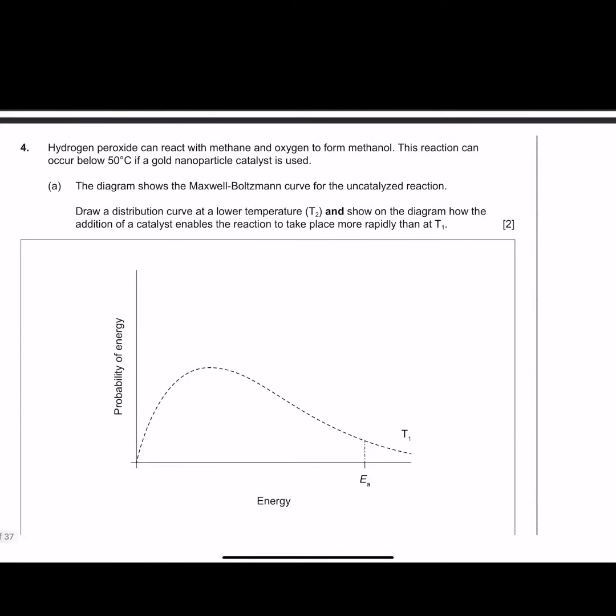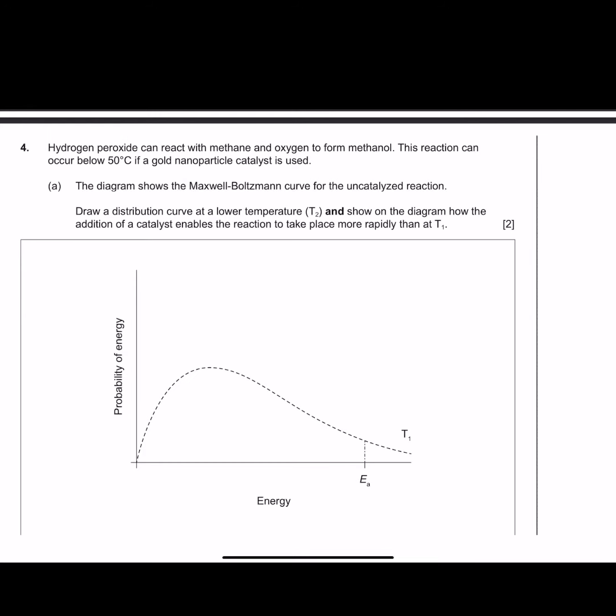Now moving on to question 4. We have hydrogen peroxide that can react with methane and oxygen to form methanol. This reaction can occur at 50 degrees if a gold nanoparticle catalyst is used. Now, in part A, we have a Maxwell-Boltzmann curve for the uncatalyzed reaction. We have to draw a distribution curve at a lower temperature T2 and show on the diagram how addition of a catalyst enables the reaction to take place more rapidly at T1.